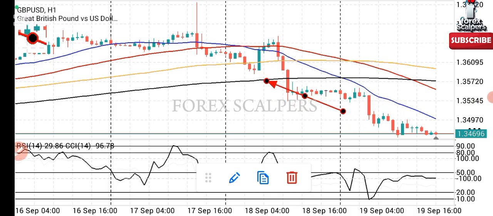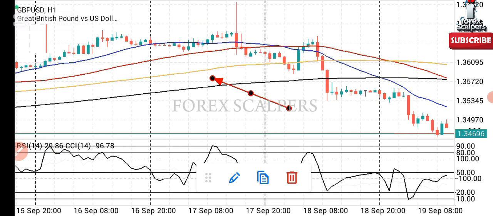First of all, the blue moving average you are seeing is our 20 SMA, that is the 20 simple moving average. The red moving average is our 50 moving average. The gold is our 100 moving average. Then the black is our 200 moving average.